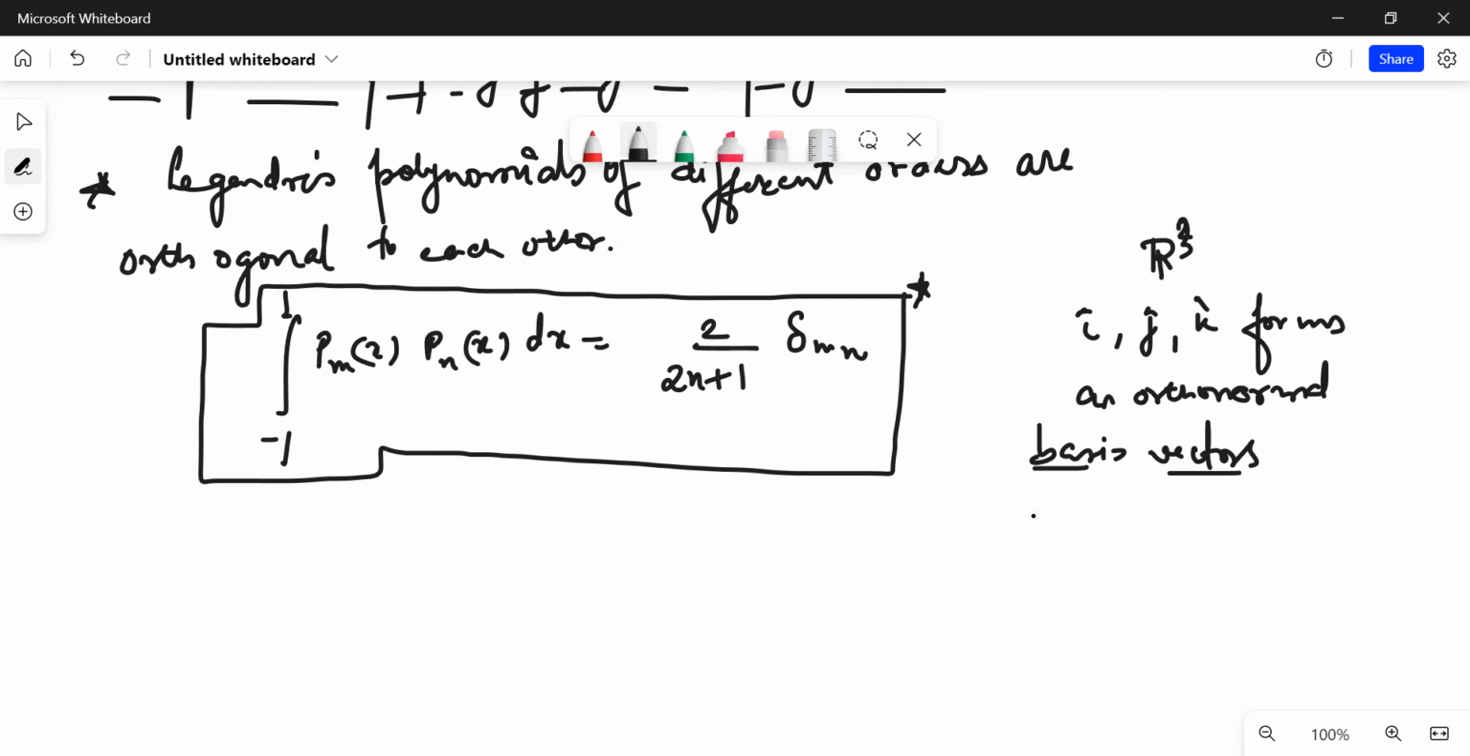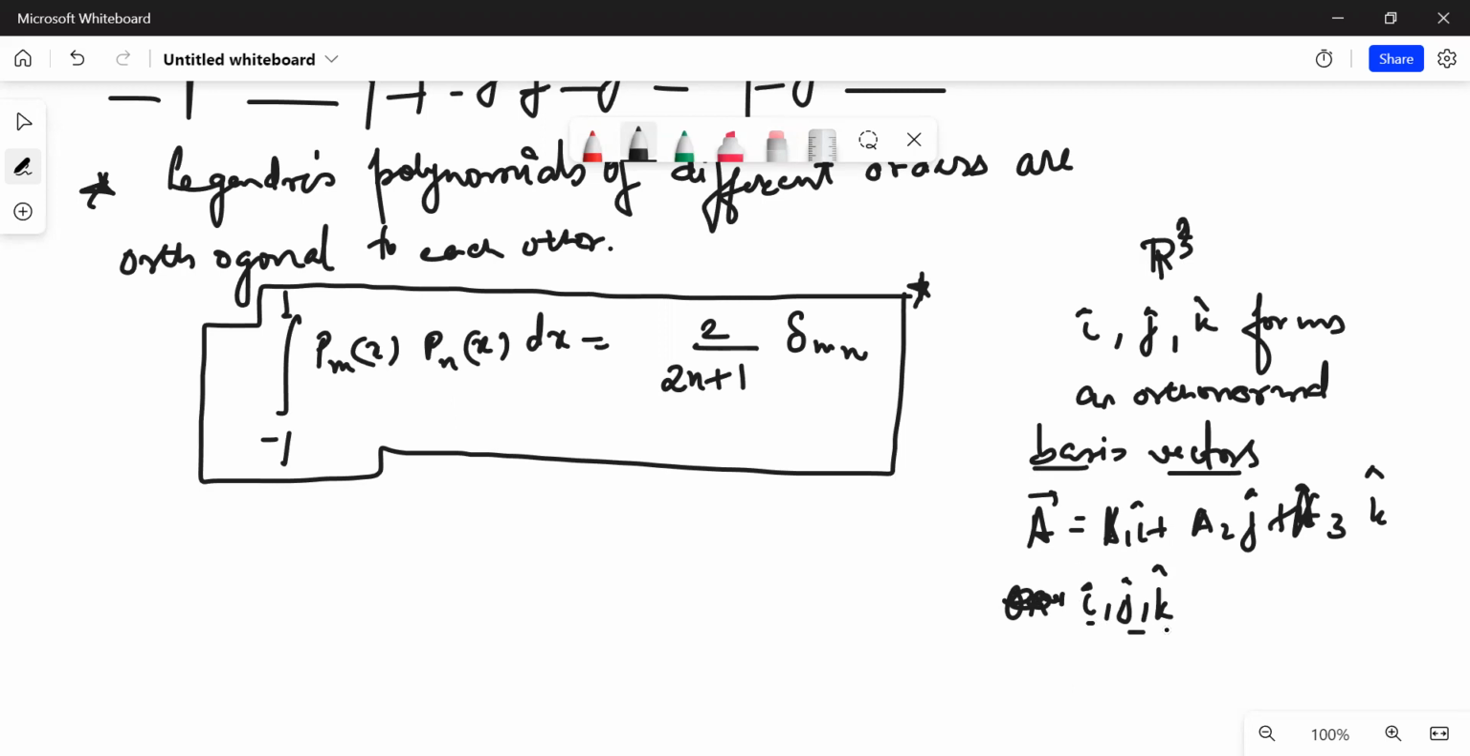So for example, any vector I can write as a1 i cap plus a2 j cap plus a3 k cap. What does it mean? It means that any vector can be written as a linear combination of i cap, j cap, k cap. I can use my orthonormal basis, i cap, j cap, k cap, in order to write any vector.